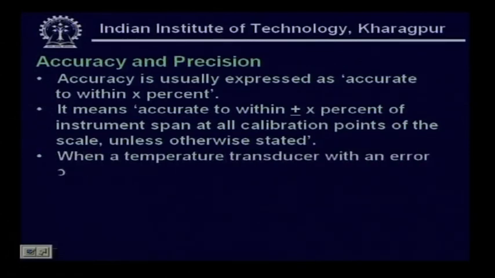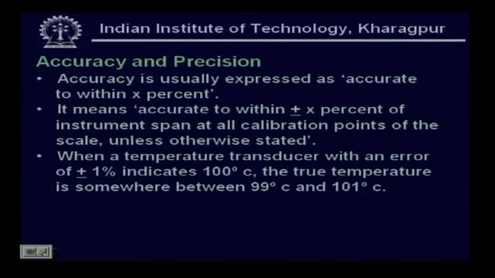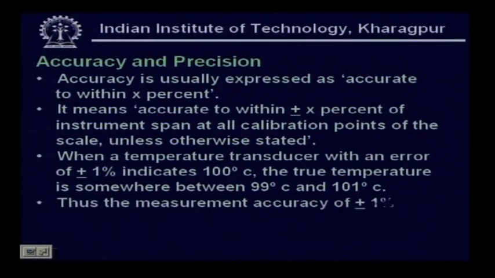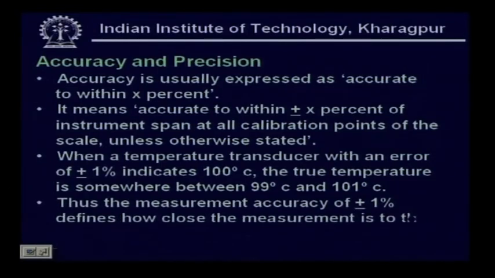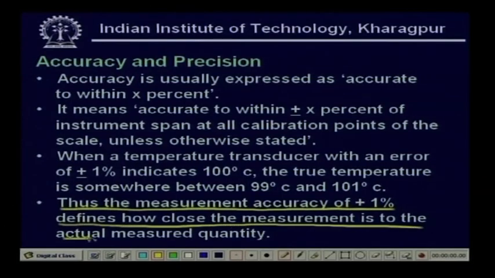When a temperature transducer with an error of plus minus 1% indicates 100 degree centigrade, the true temperature is somewhere between 99 degree centigrade and 101 degree centigrade. Thus, the measurement accuracy of plus minus 1% defines how close the measurement is to the actual measured quantity. How much is the deviation, that is what we talk about as accuracy.